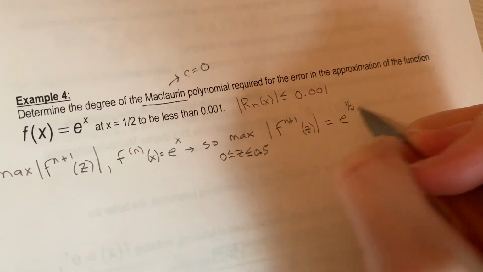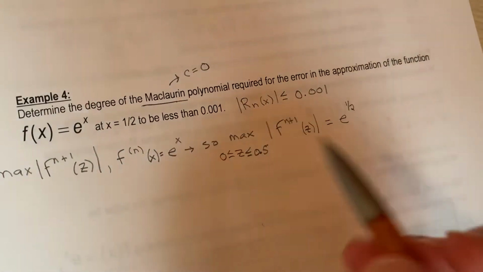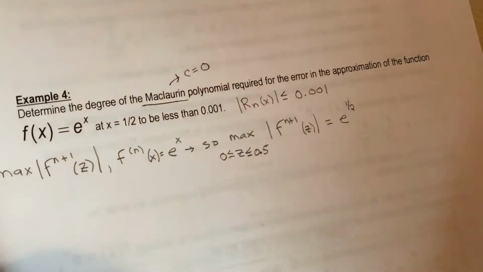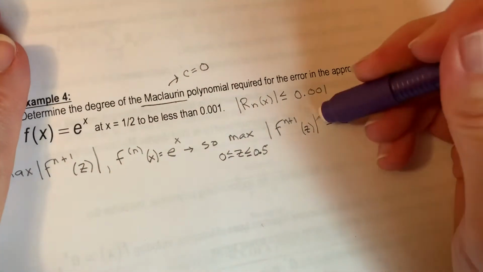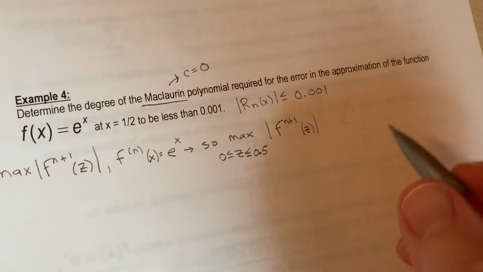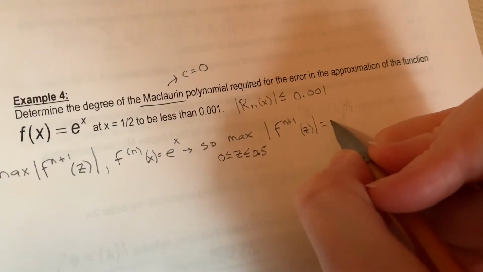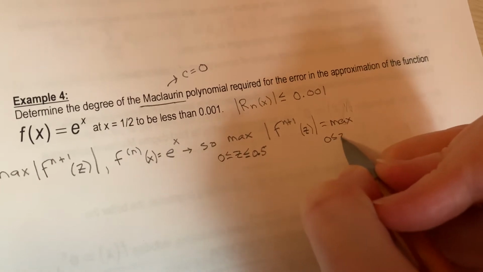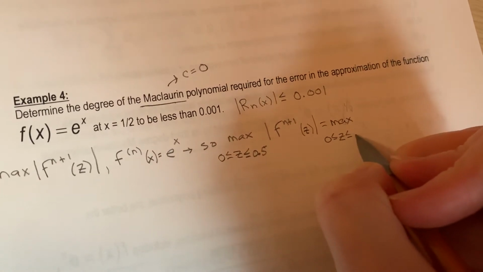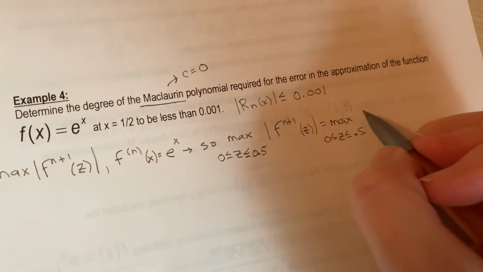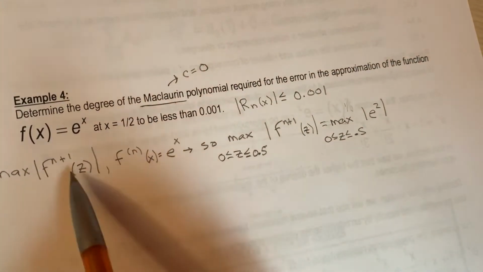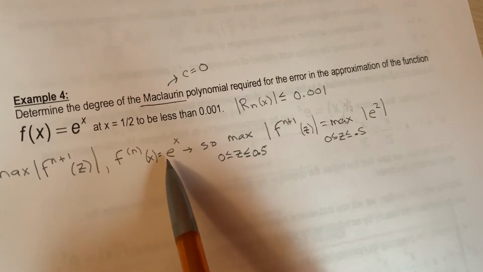I'm going to say this is going to be e to the 1/2. How did I make that big stretch that the max of all of this is going to be e to the 1/2? Actually, I don't want to make that big stretch. I am going to write that this is going to be the max when z is between 0 and 0.5 of e to the z, because we said the derivative is always e to the z.